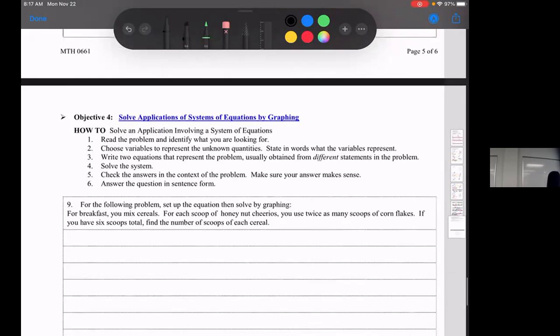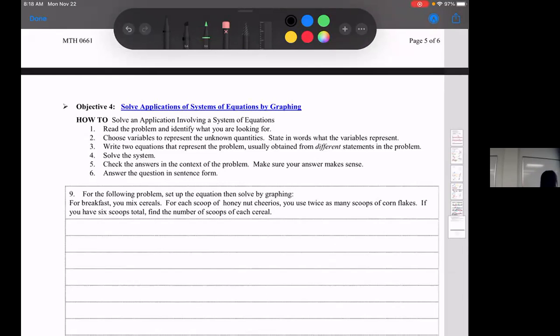All right. Objective 4 is to solve a system of linear equations in the sense of application. So they give you a story problem. They ask you to come up with a system of equations and solve. The steps are very similar. First, you read the problem, read through it. If you don't understand it, that's fine. I don't understand it either sometimes, but just finish reading it.